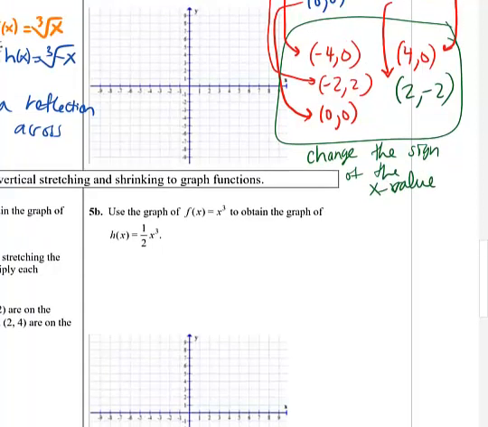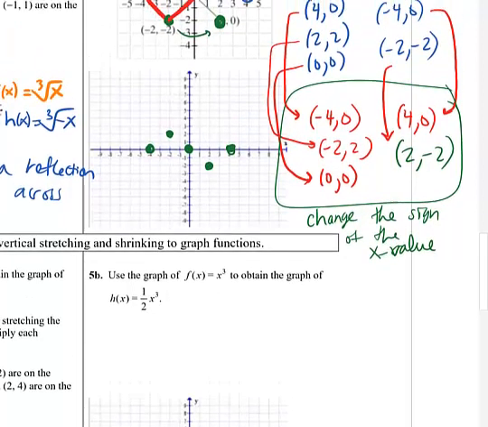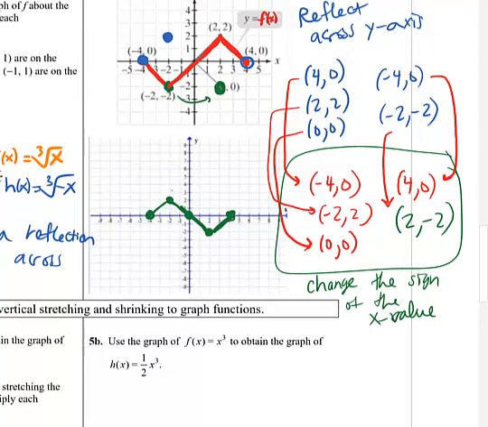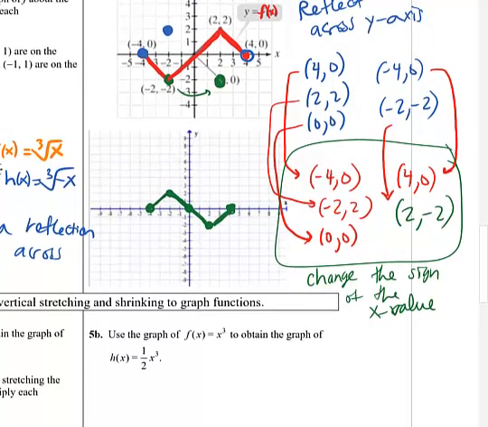Now I can just plot those points. I have negative 4, 0, that guy. And then negative 2, 2, this guy. And 0, 0, good looking guy. Positive 4, 0, and positive 2, negative 2. And then this was just a bunch of line segments, so I can go ahead and connect these dots like so. That looks like it could be a reflection across the y-axis, although the green graph I just drew looks a little smaller.